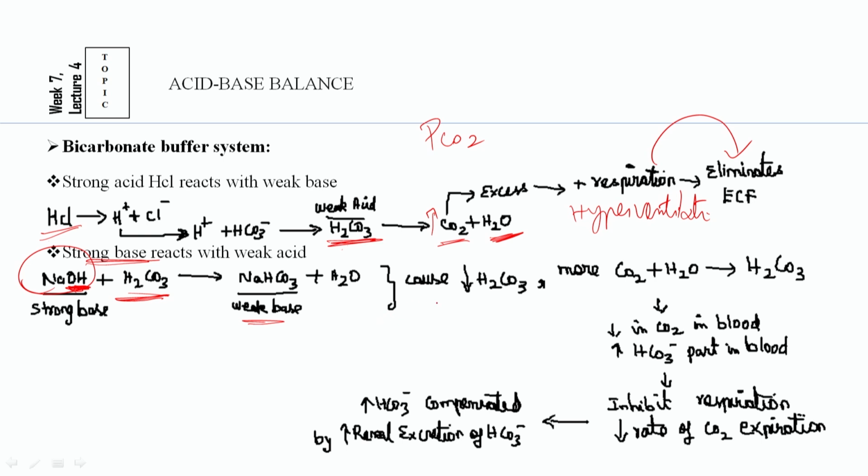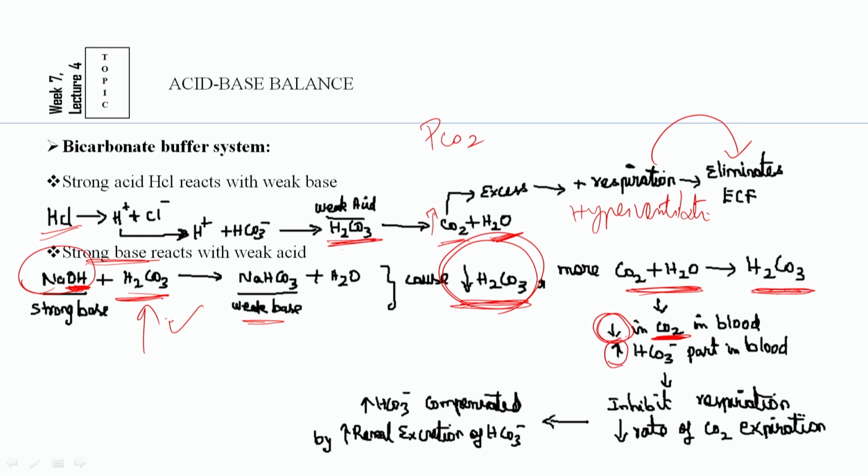Now this causes a decrease in H2CO3. See here, as the H2CO3 is utilized here, the concentration of the carbonic acid decreases. So more carbon dioxide will react with water and form H2CO3, because the carbonic acid concentration has decreased due to this reaction. So more carbonic acid is produced here, and due to that the carbon dioxide is utilized. As a result, the carbon dioxide concentration decreases in the blood.